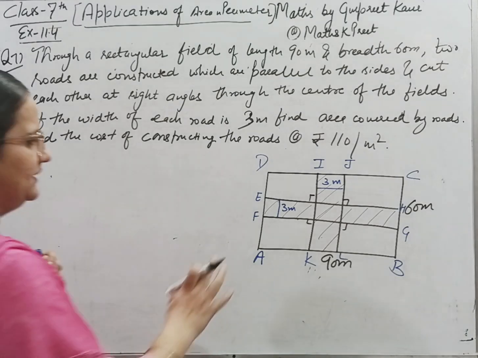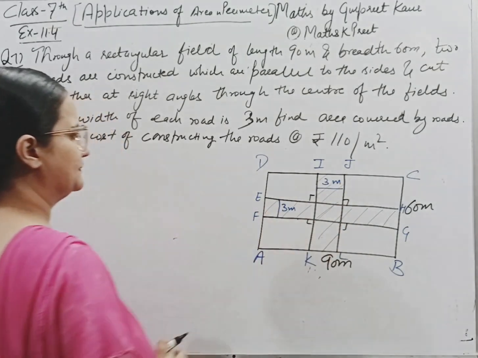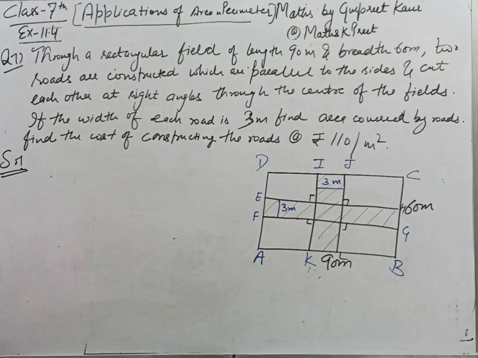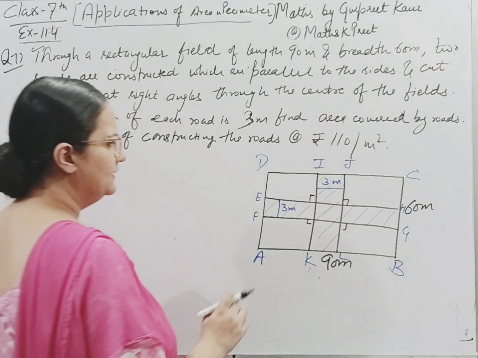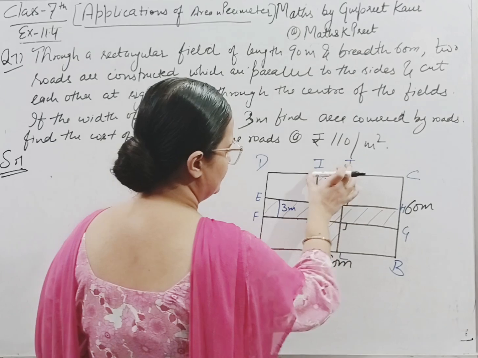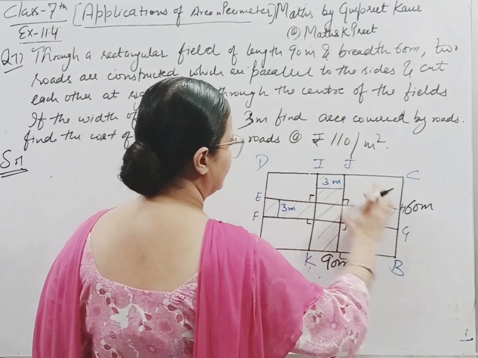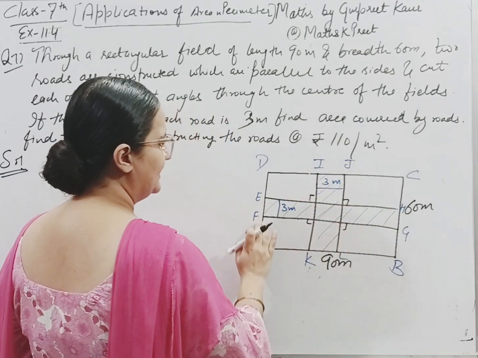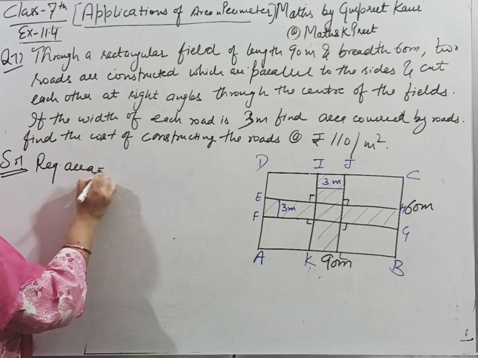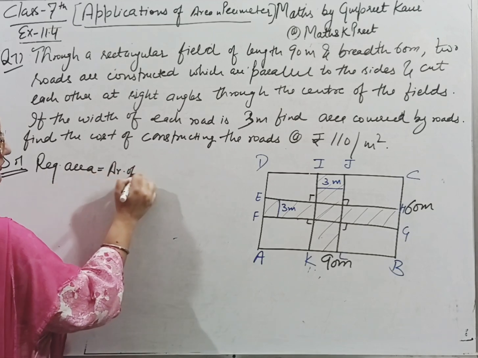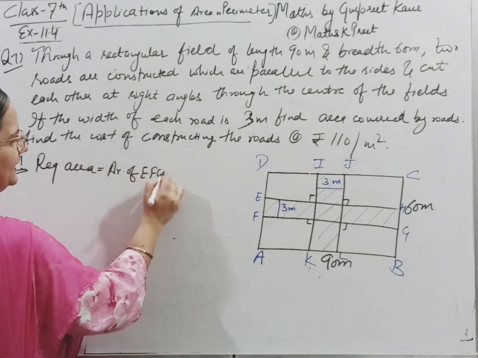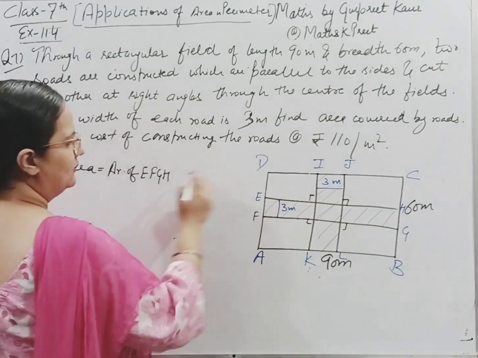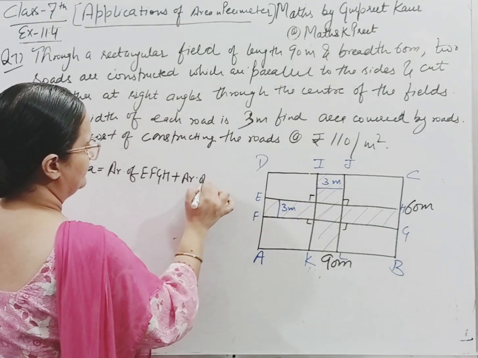Now I have to find the area of this shaded portion. To find it, I will find the area of these two rectangles that we can see here. The first rectangle is EFGH. So the area is the area of EFGH plus the area of IJKL.